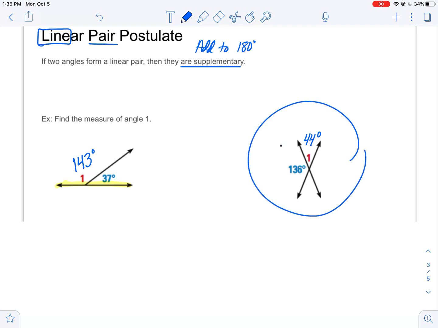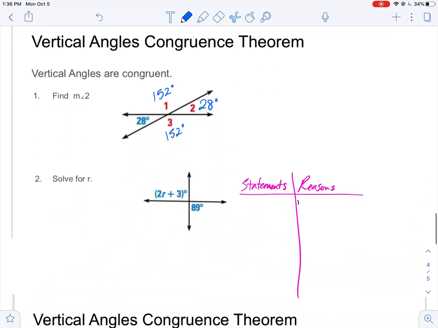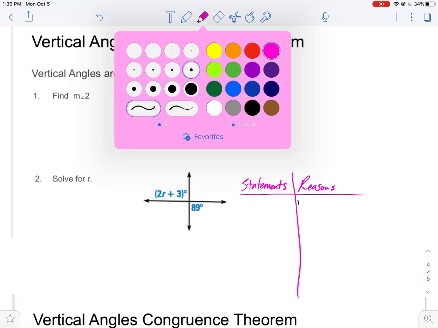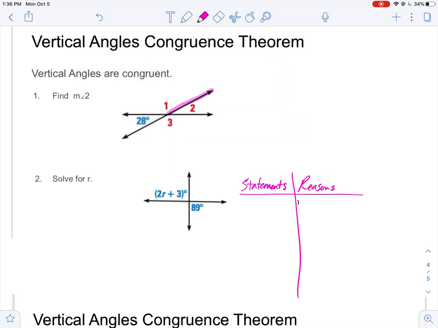This one provides an opportunity for a shortcut, but only if you know the vertical angles congruence theorem. And that states that vertical angles are congruent. So let's talk about vertical angles. Those are my angles that form two V's or an X.